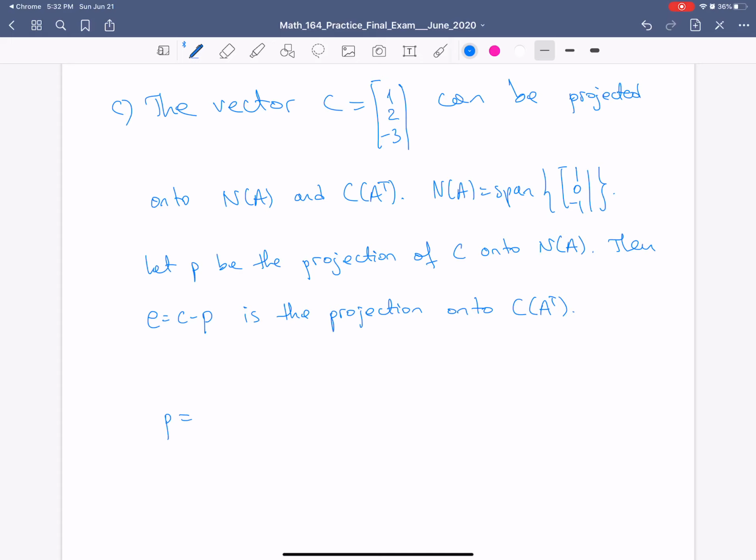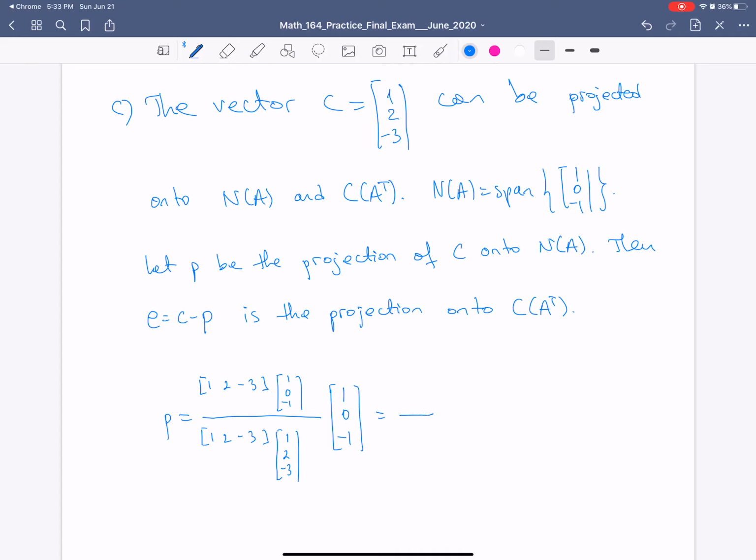So the projection is a multiple of the vector 1, 0, negative 1. What multiple will that be? I don't want to give any more labels to vectors, so I'm just going to write them here. We need dot products, right? We have the vector 1, 2, negative 3 times the vector 1, 0, negative 1 over 1, 2, negative 3 times 1, 2, negative 3.